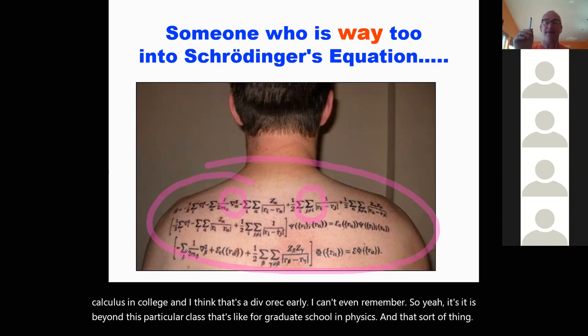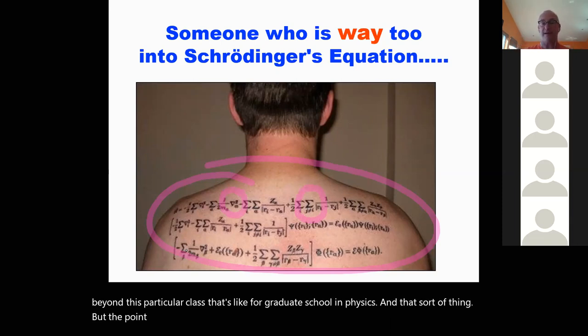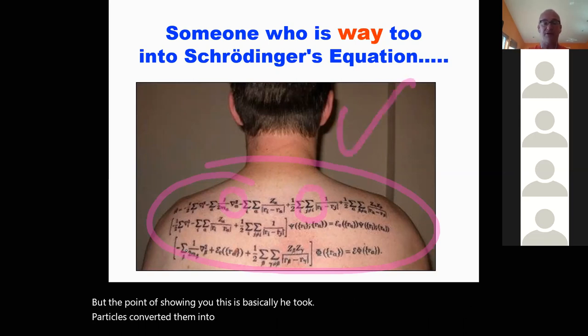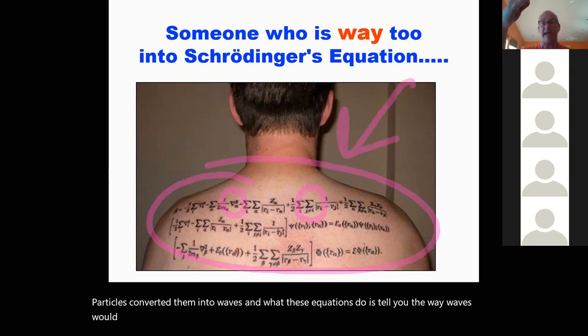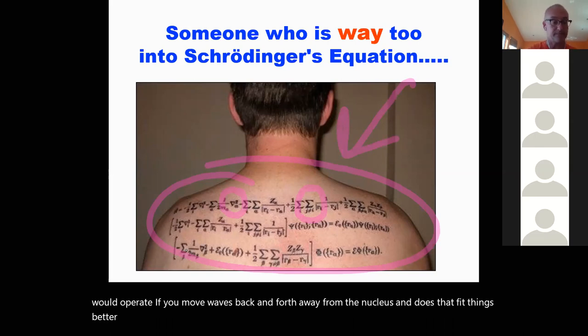But the point of showing you this is that basically he took particles, converted them into waves. And what these equations do is tell you the way waves would operate if you moved waves back and forth away from the nucleus. And does that fit things better? And it turns out it fit things much better.